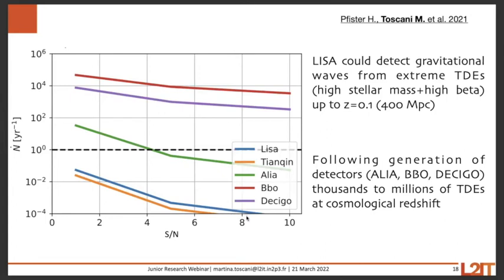This actually is not telling us that it is impossible to see an individual tidal disruption event in gravitational waves with LISA, but it's telling us that in order to see a single TDE with LISA, we need it to be characterized by very extreme values of the parameters involved, like a very massive star disrupted by a very massive black hole, and the star being very close to the black hole, which is a configuration that is not very likely.